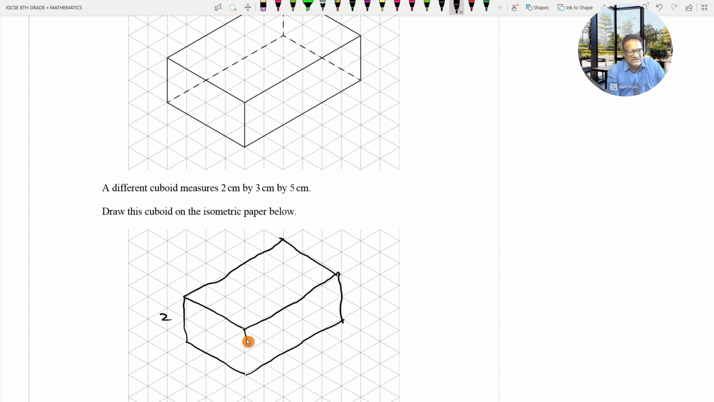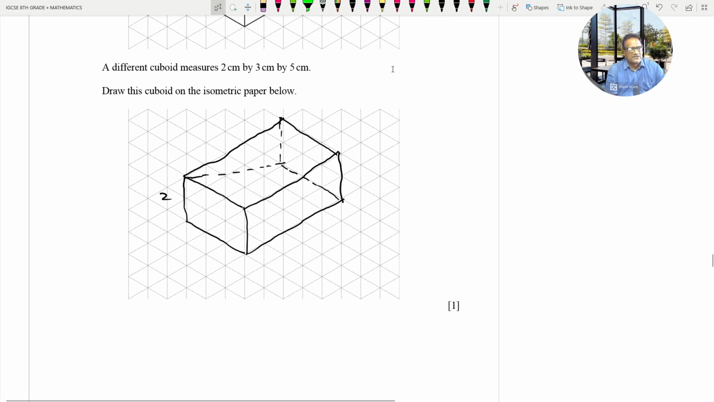Now all I have to do is join these points. And I'll have to join this also. Now this I could have done by a dotted line. Right. So this is how you get the figure. So this is the answer. This is the cuboid, which is 2 by 3 by 5. Right. So that was the answer to 17B.